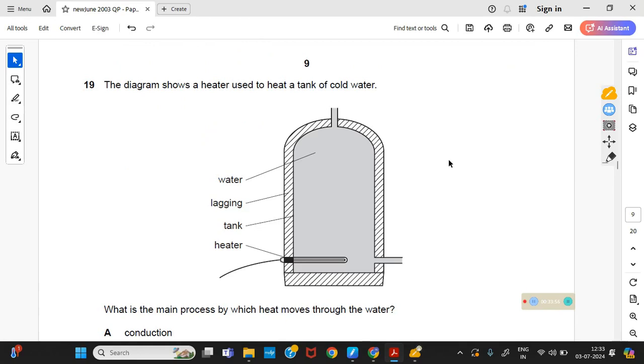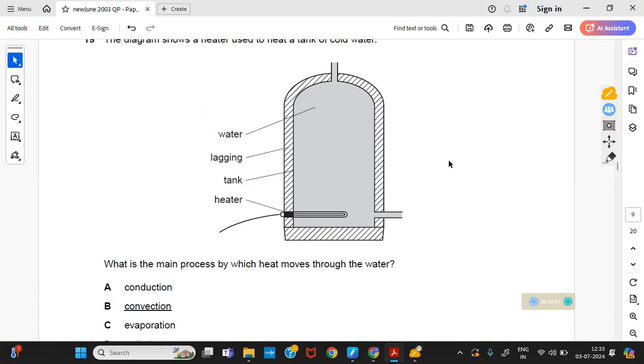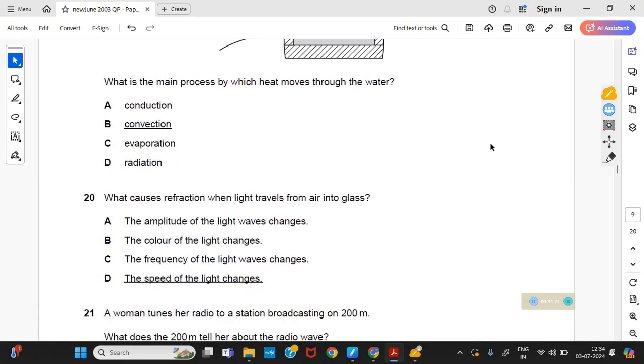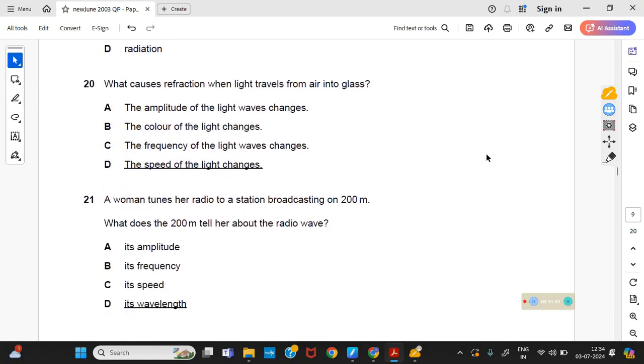The diagram shows a heater used to heat a tank of cold water. What is the main process by which heat moves through the water? The answer is convection. Answer B is right. In water, the main process by which heat moves is convection.